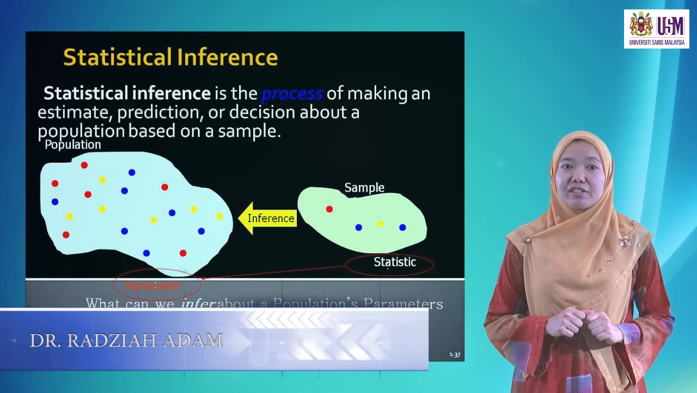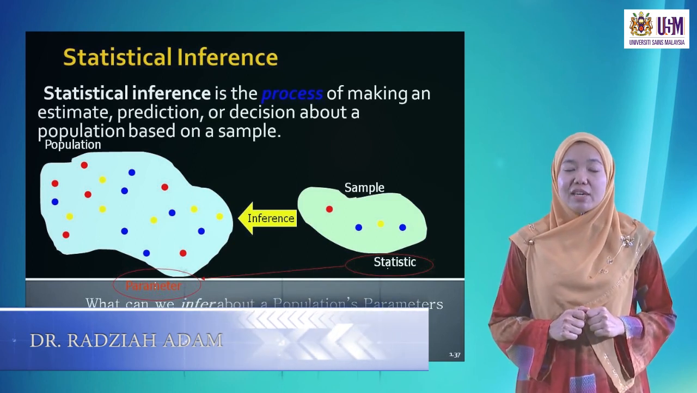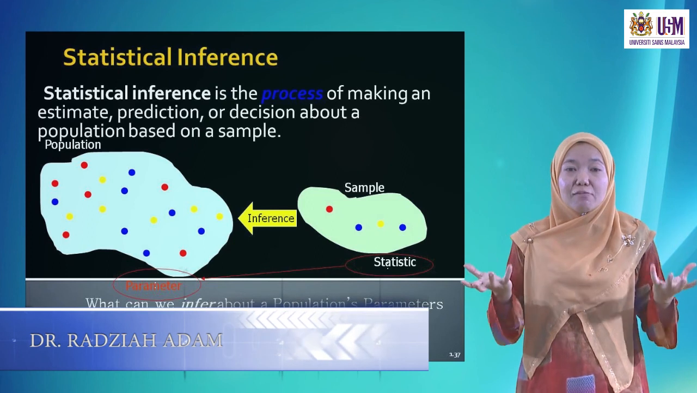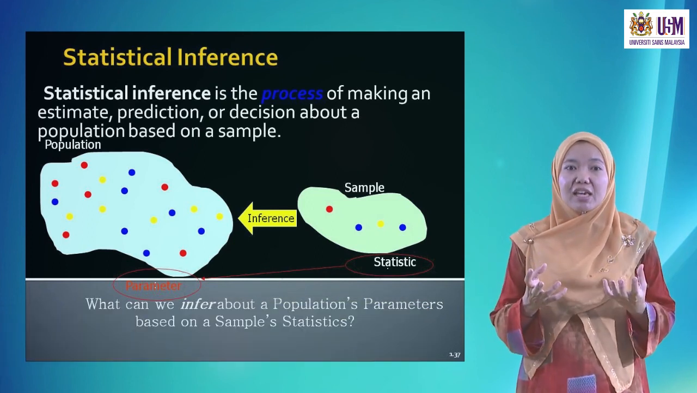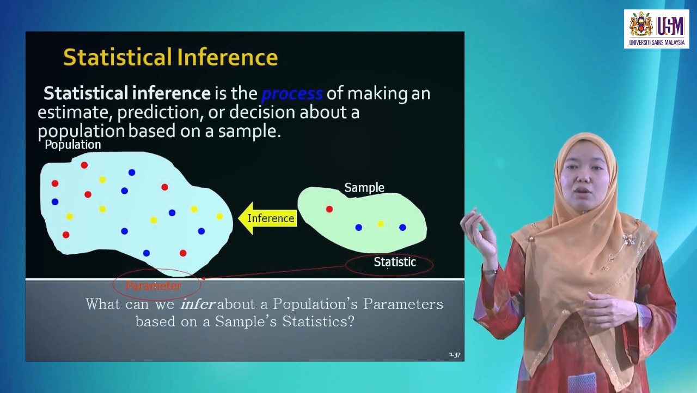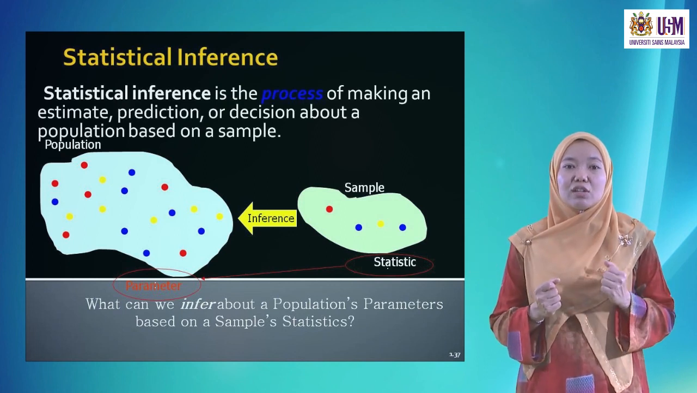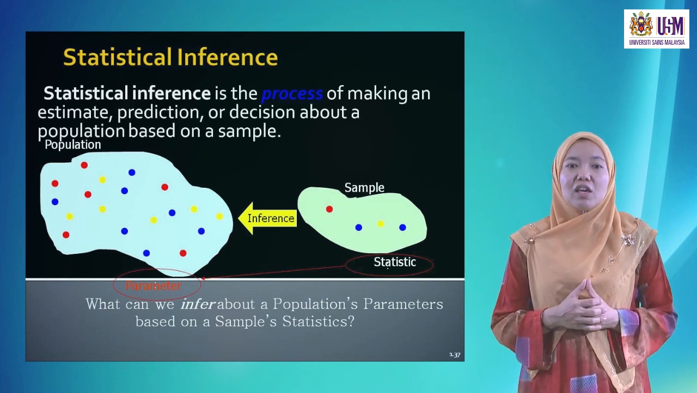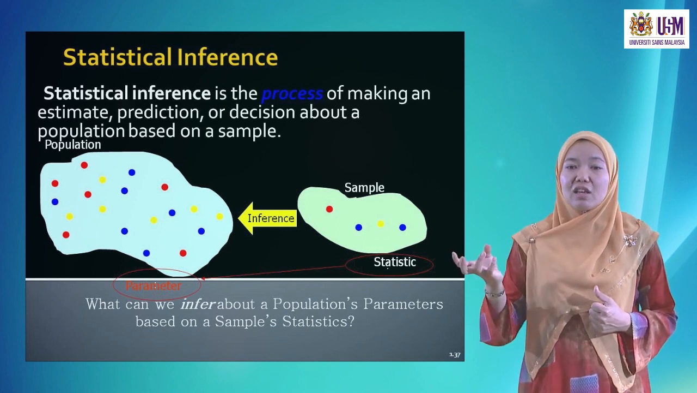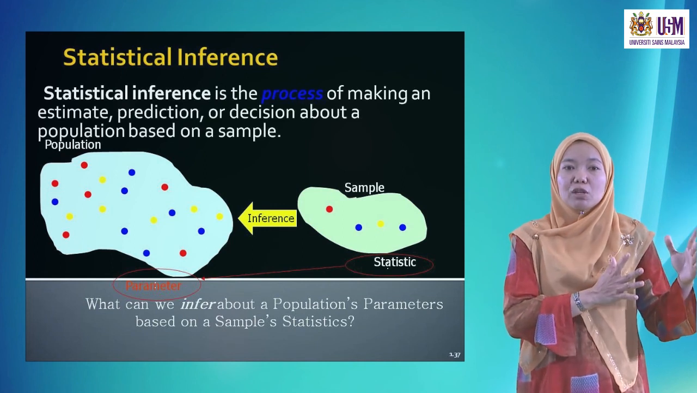We are still discussing inferential statistics. This is more or less the same definition, but I show it in terms of a diagram to make it easier for you to understand. As I mentioned earlier, statistical inference is the process of making an estimation, prediction or decision about a population based on a sample. On the right hand side of the screen, you have data from samples. From there you can measure a statistic about the sample, and based on that information you can draw conclusions about the population parameter. What can you infer about a population parameter? The answer will come from a sample statistic. So inferential statistics is a concept where you use a sample statistic to describe or explain a population parameter.